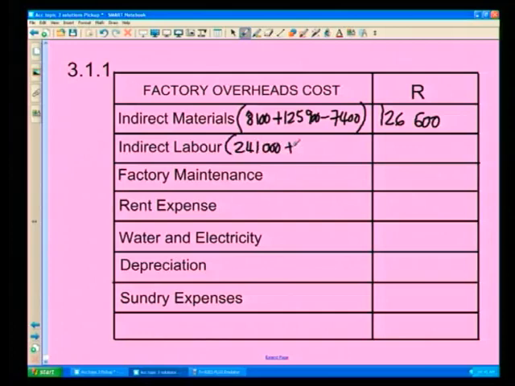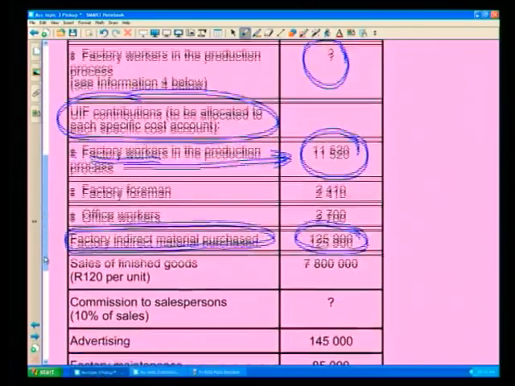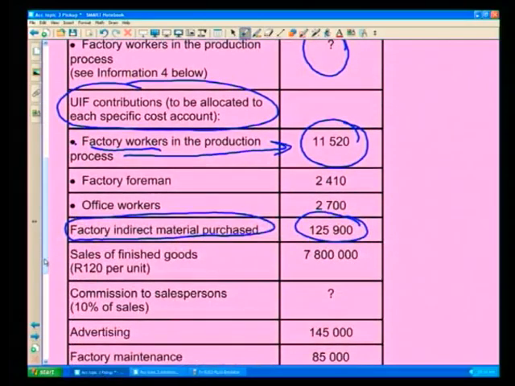So there goes, 241,000. Into my question, indirect labor, 241,000. Okay, now, what else do we know? Let's check. We are told here that in terms of the workers, let's find it. There's your factory workers. Can you see?